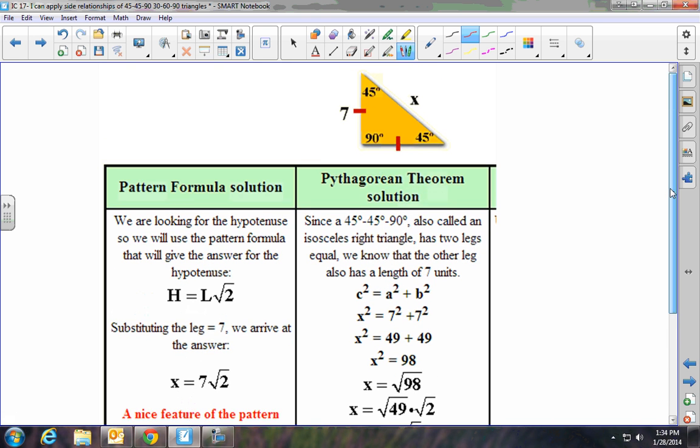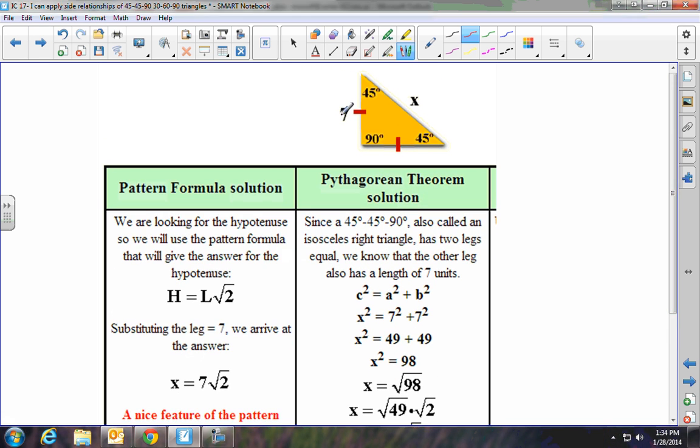All right? So let's take another look at it. You've got two ways to solve. Here's a problem here. The leg is 7, so we know this leg over here is also 7, and we want to find the hypotenuse.